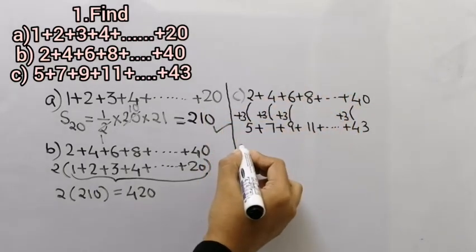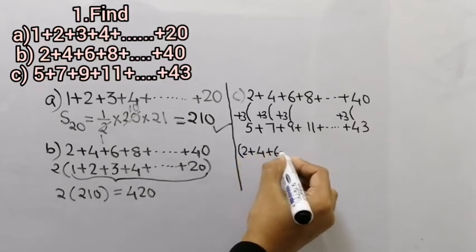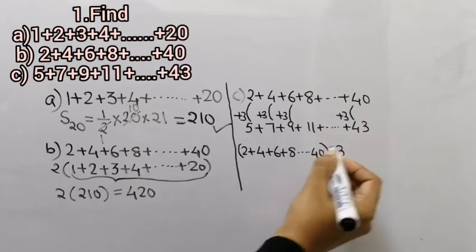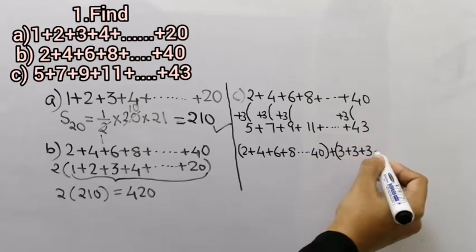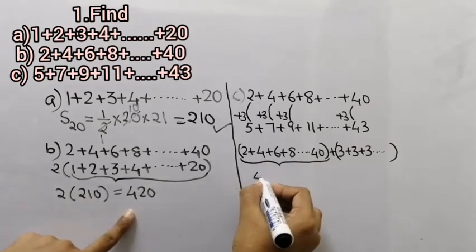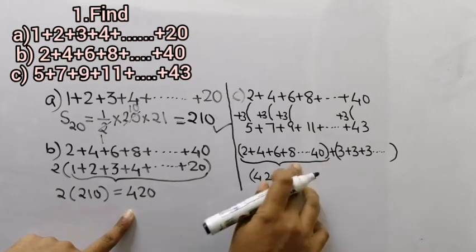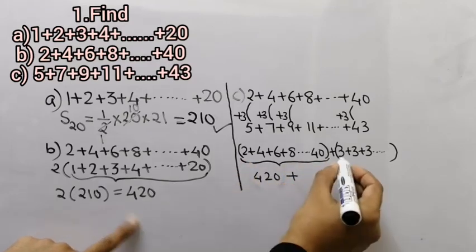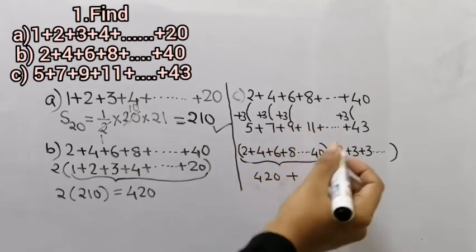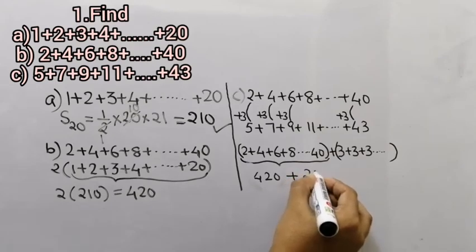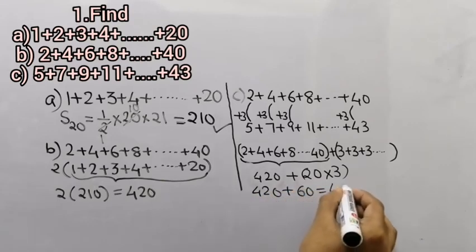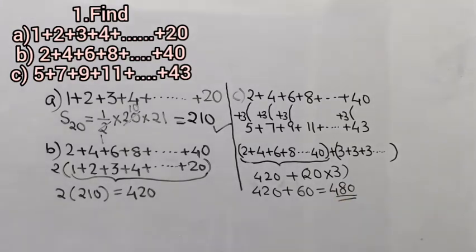So I can say with this 20 plus 2 plus 4 plus 6 plus 8 etc. up to 40, what we are adding? We are adding 3, like this, plus 3, plus 3. Am I right? So we know the sum of this one, 2 plus 4 plus 6 plus 8, we already know the answer is 420. And here, how many times we are adding 3? 20 times you are adding 3, right? First 3, second 3, third 3, fourth 3, fifth 3, like that. The last one is 20th 3. So 20 times 3 we are adding. So 420 plus 60, which is equal to 480. This is the answer.